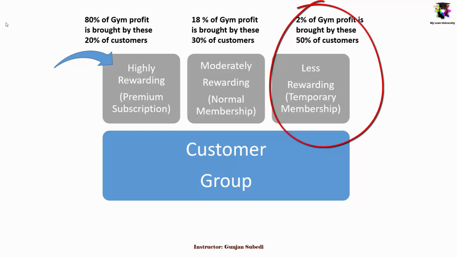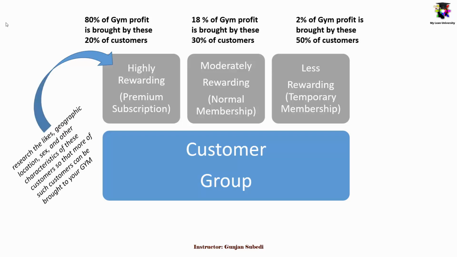So we know from the example itself that if we bring the highly rewarding customers, it will be more profitable. So what to do when we know that 80% of the gym profit is brought by these customers? We can do research on the likes, geographic location, sex and other characteristics of these customers so that more such customers can be brought to your gym. Suppose you just studied and found out that customers with highest profitability are those in the age group 30 to 40, and these are located around a 1 kilometer radius. Suppose these are males, and these are employees of the multinational company located in the same region.